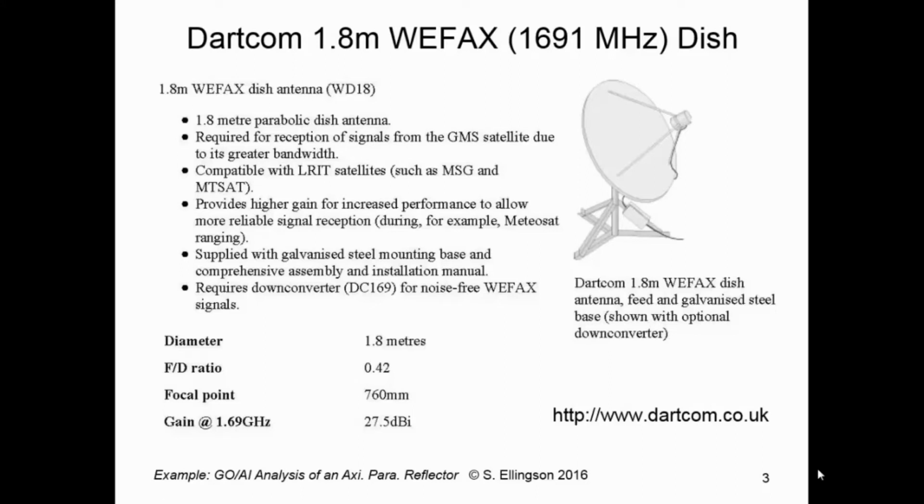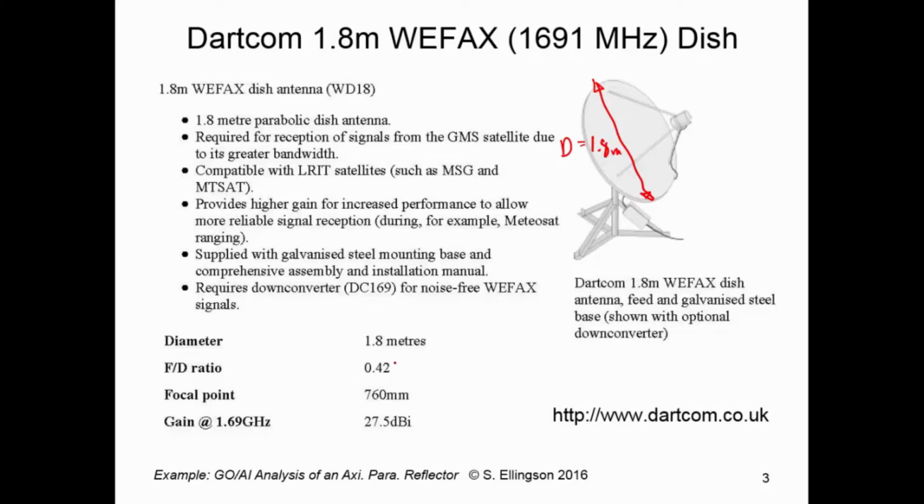So here's the example that we'll consider. This is a commercially available dish. It's an axisymmetric paraboloidal system. It's 1.8 meters in diameter. So the distance from here to here is 1.8 meters, and that's a quantity we've been calling D.